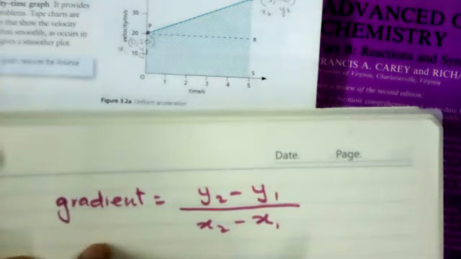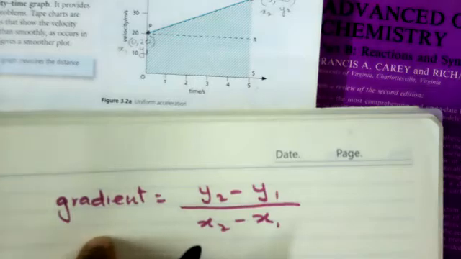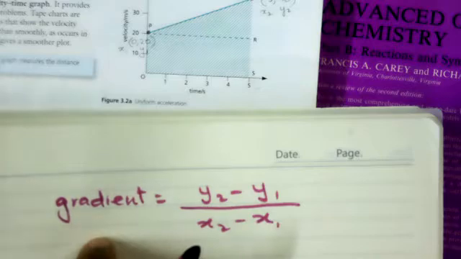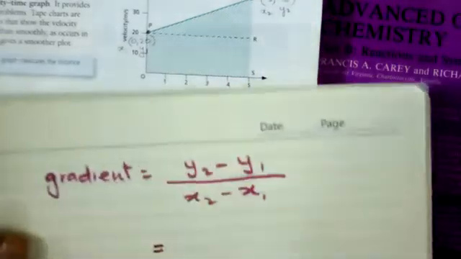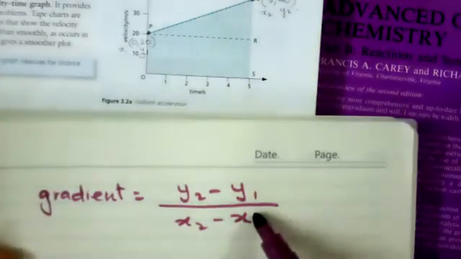Miss, isn't the gradient supposed to be the area under the graph? I had this doubt in my mind that maybe you guys don't know this difference. No, beta, I will tell you, they are exactly opposite. Let me finish this and then I'll come to that point. So this is how we calculate gradient, right?